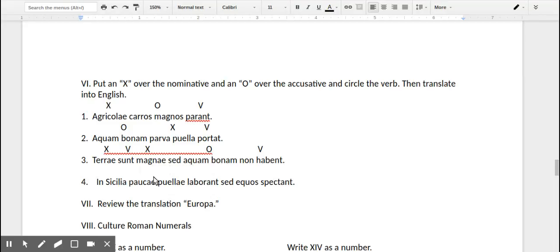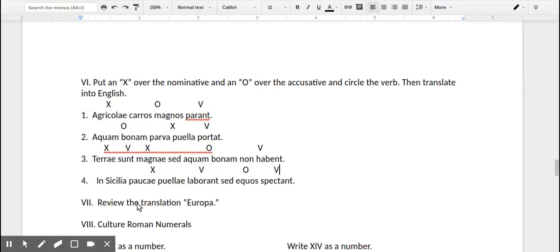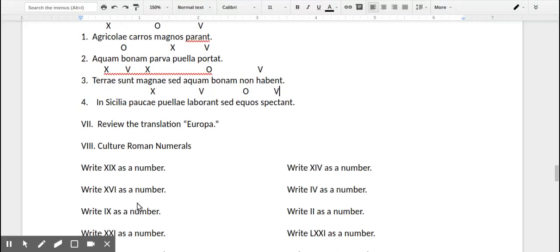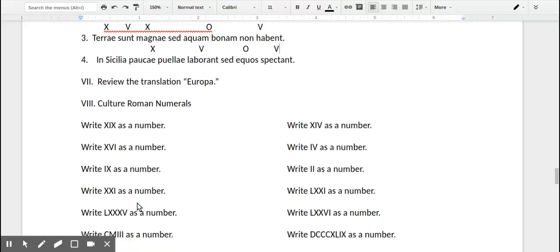So I fix that. And then this would be nominative. Then this over here would be my verb. And then this would be accusative with the os in the right spot. And then this would be another verb in the sentence. All right, so review Europa. I will do a video on Europa, and so hopefully I'll have that posted soon.